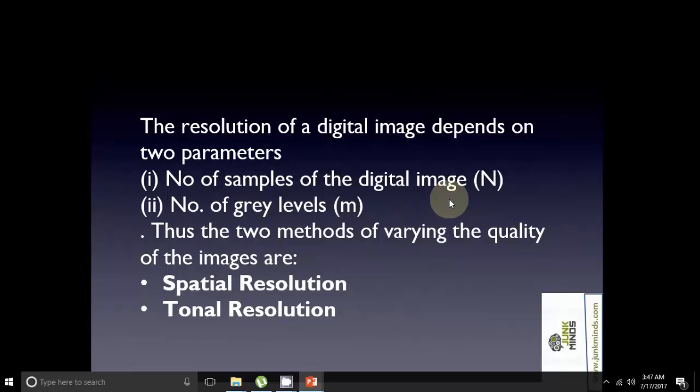And when we talk about tonal resolution, in this type of resolution, the quality of images is varied by decreasing the number of bits which are used to represent the number of gray levels in an image. So that's all about the two different types of resolution.